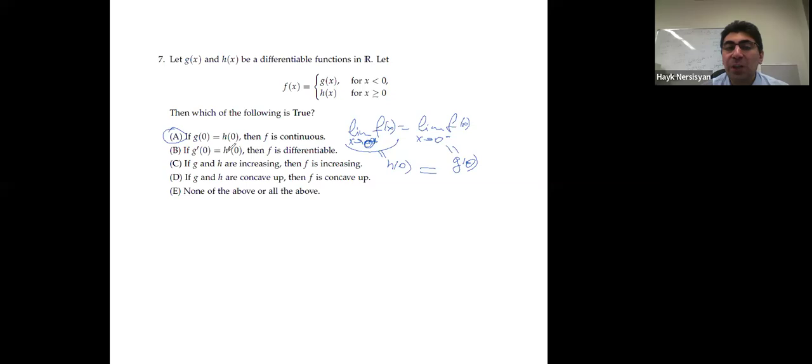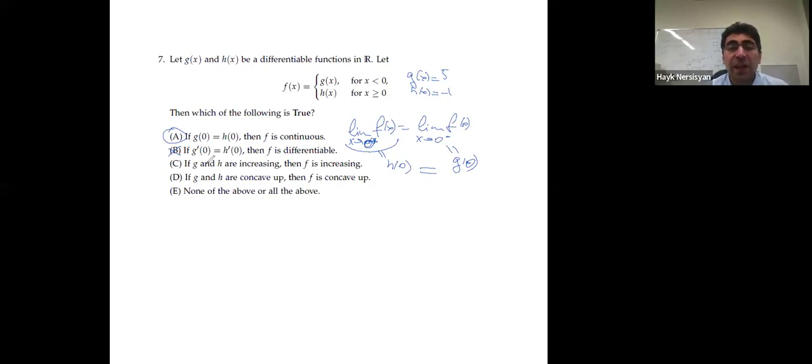F prime 0 equals to h prime 0. Can we say f is differentiable? No, we can't. We can't because maybe function f even is not continuous. Maybe h0 is different from g0. Imagine the following case. Gx is constant 5 and hx is constant -1. This function definitely at 0 is not continuous, neither differentiable, but g prime equals to h prime because both have the same derivative, 0.